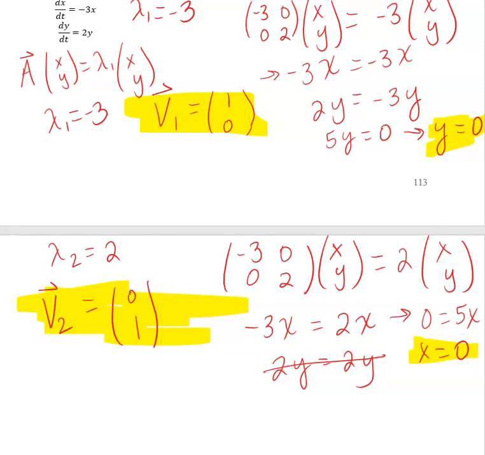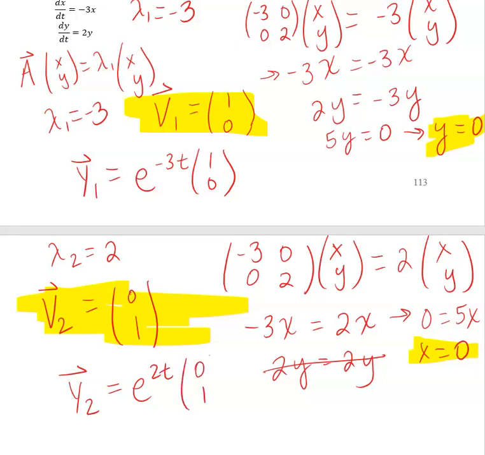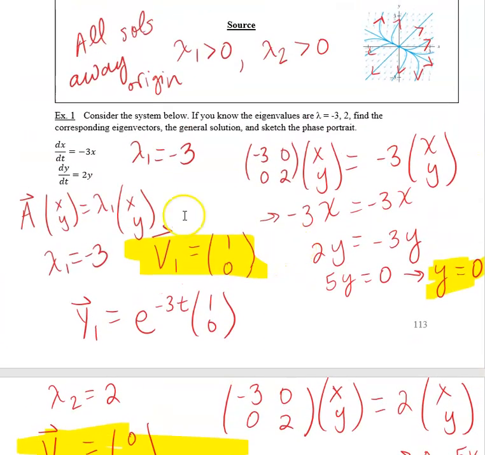Now, remember how we write out our general solution. Let's write out the particular solutions first. Let me come back up here, and you can write it wherever you like on your paper, but I'm going to put it up here just so these are together. The first particular solution, remember, is always e to the lambda t times the eigenvector. So if it was -3 for the lambda, it's going to be e to the -3t times the eigenvector (1, 0), whereas the other particular solution is going to be e to the 2t times (0, 1). And so those are going to be my particular solutions.